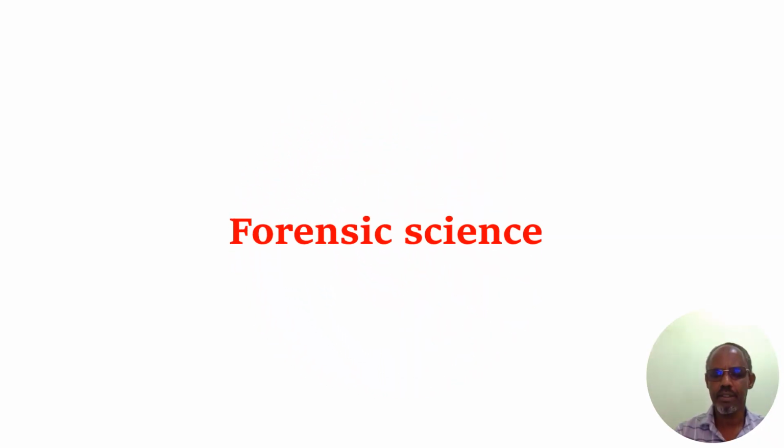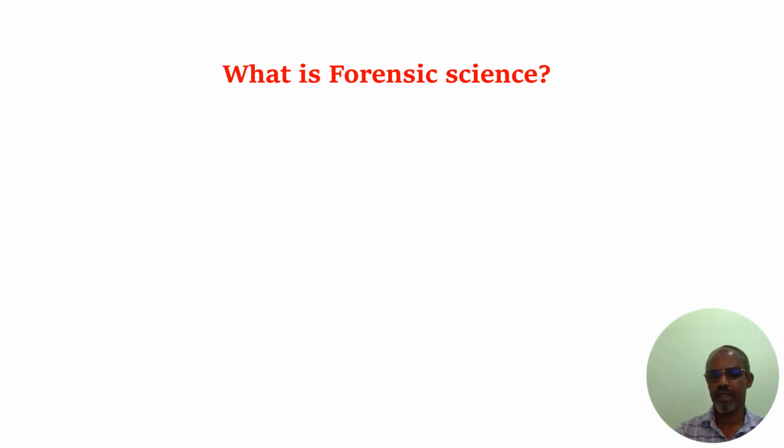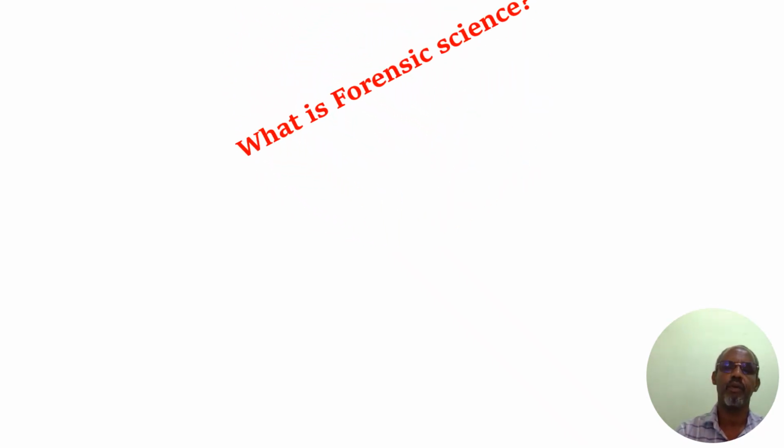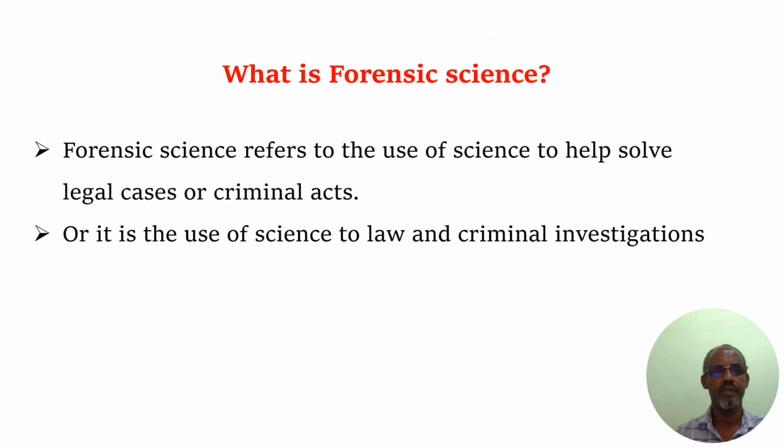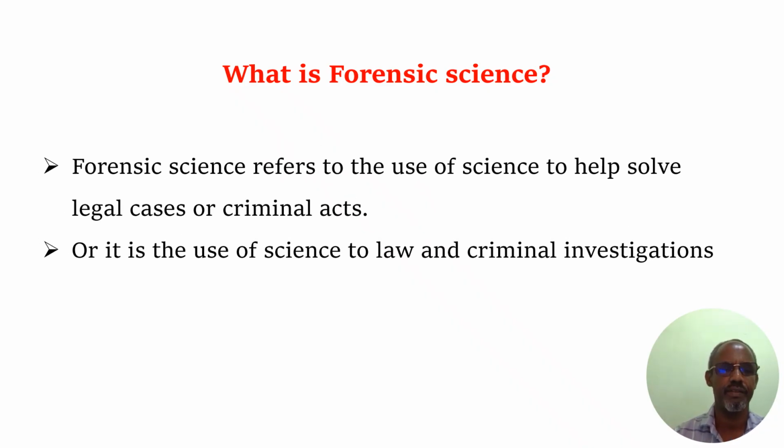Then first, let us ask, what is forensic science? This is a simple definition for forensic science. Forensic science refers to the use of science to help solve legal cases or criminal acts, or the use of science in law and criminal investigations. It's simply helping humanity in terms of legal cases or criminal acts.